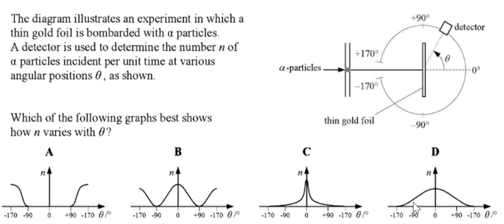It shows us there's a very large number of particles detected at 90 to 170, and that at 90 is almost half that going straight through, so that doesn't make any sense. So the one that makes the most sense is C.